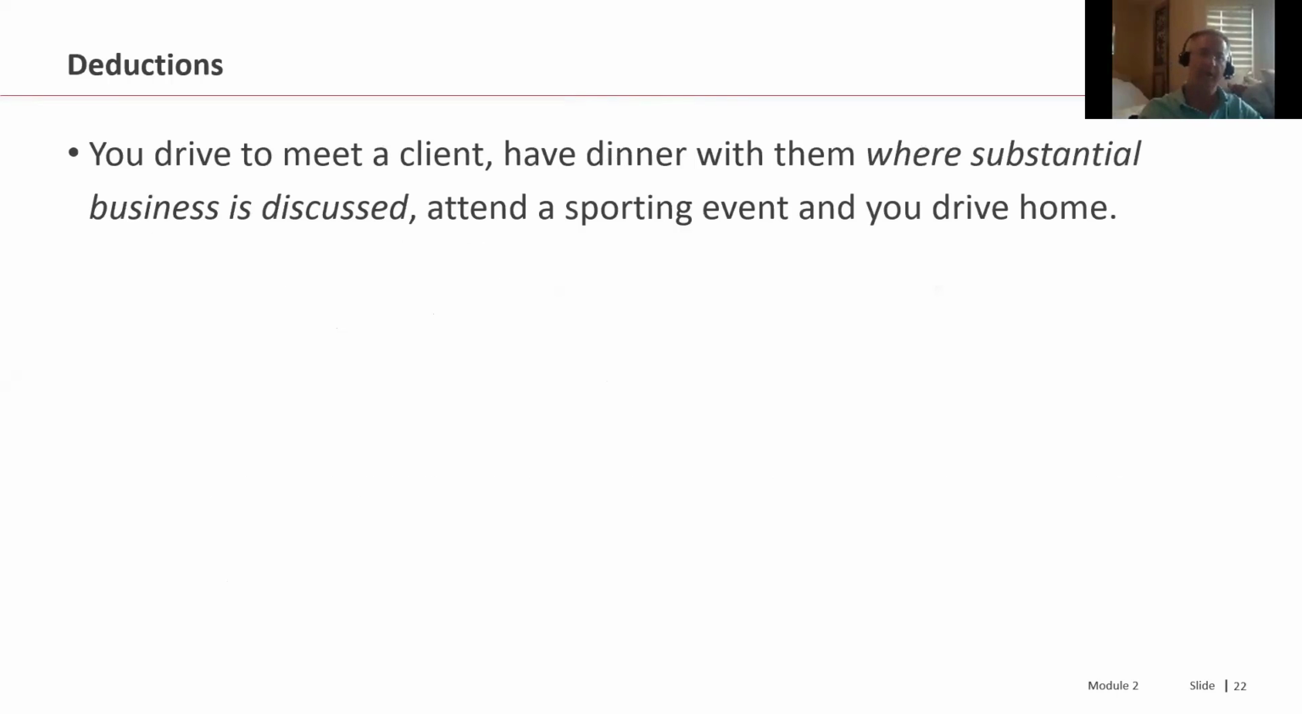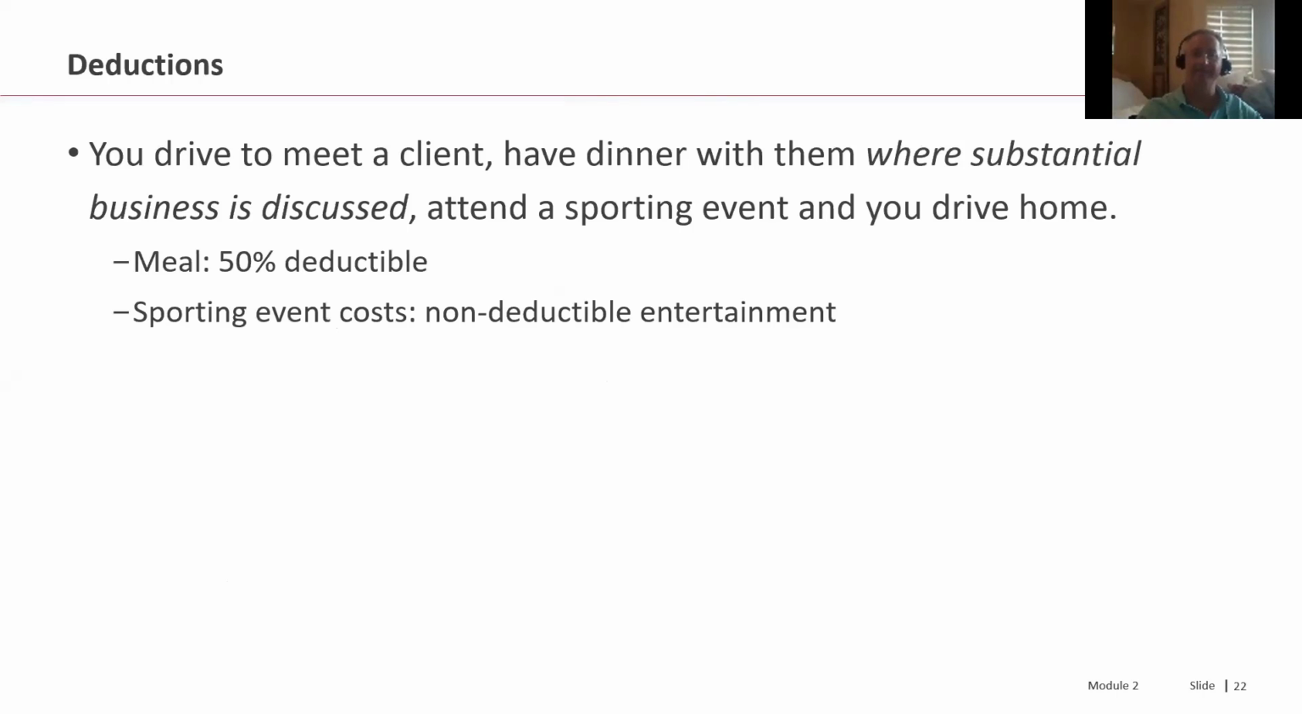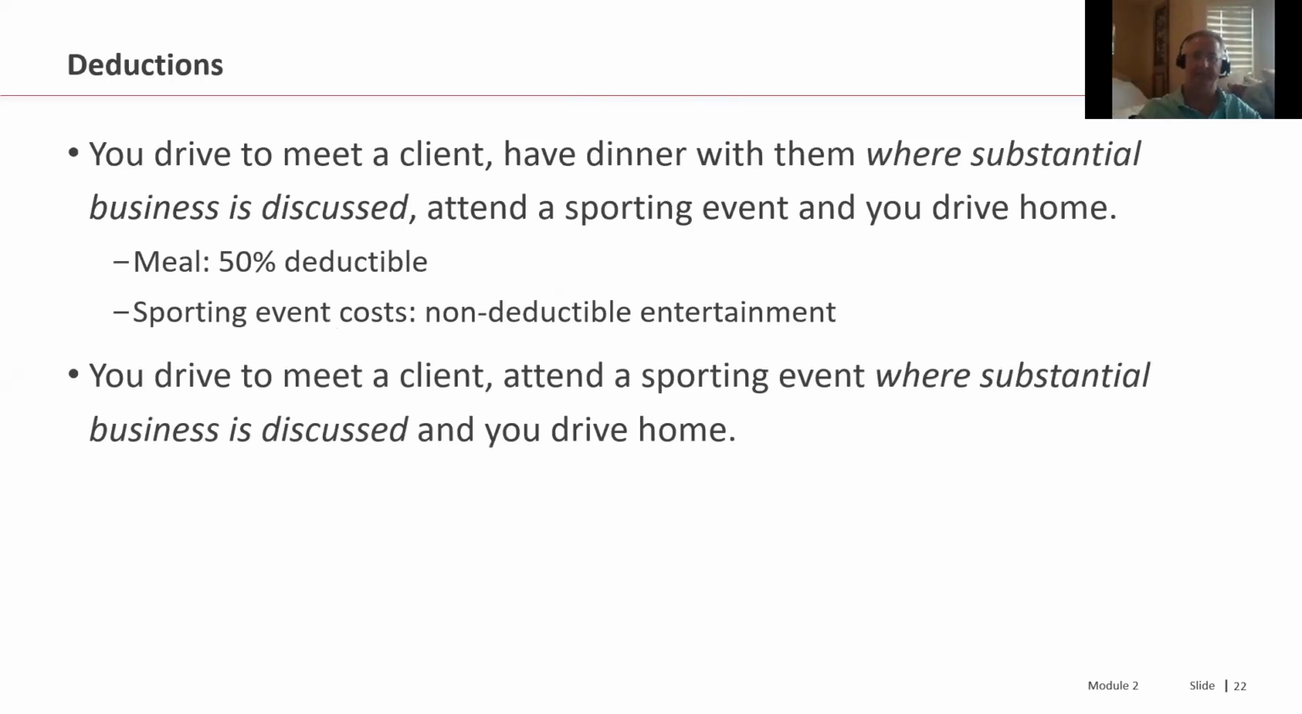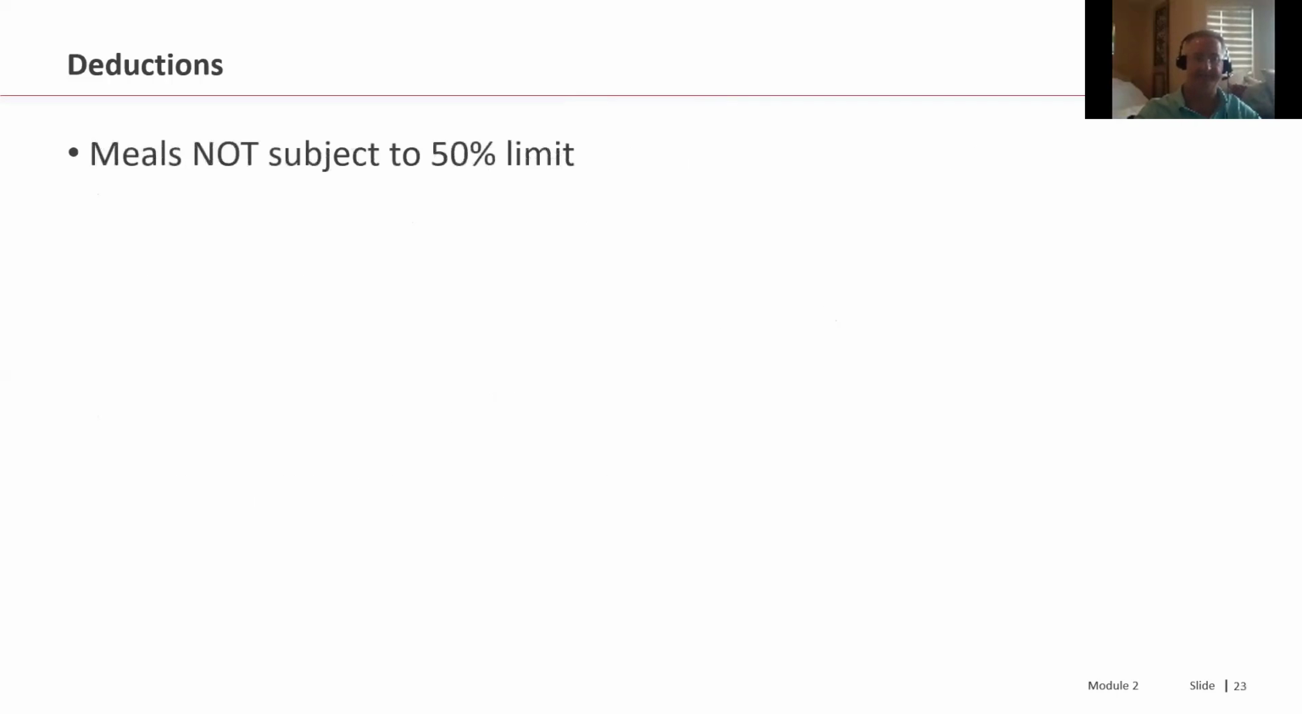All right. So let's say you drive to meet a client, you have dinner with them where substantial business is discussed, you attend a sporting event, and then you drive home. The meal would be 50% deductible. The sporting event cost would be totally non-deductible entertainment. Let's say you drive to meet a client, you attend a sporting event, and at the sporting event, you discuss business, right? A basketball game would be a good example, where during timeouts, you talk business or whatever it might be. A sporting event is simply non-deductible entertainment, period. So no deduction for that one.